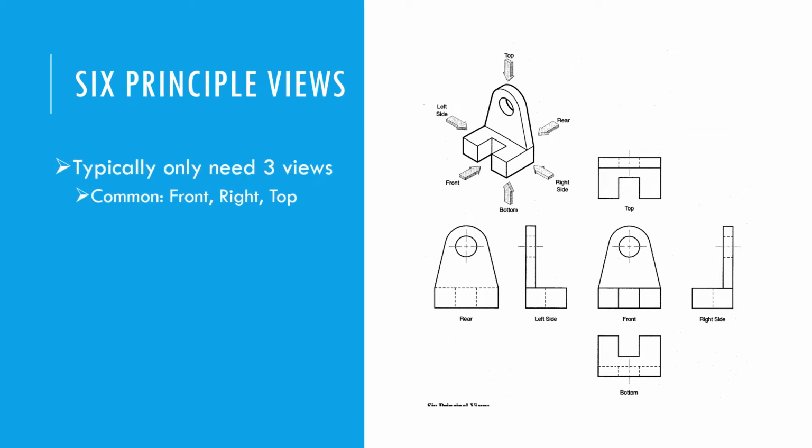When you're drawing a multi-view drawing, you typically only need 3 views. Every once in a while, when we have a case of extreme symmetry, you would actually only need 2 views. But for almost everything that we'll do in our class, we'll use 3 views, and those most common 3 views are the front, the right, and the top.